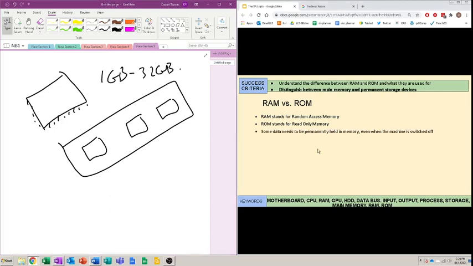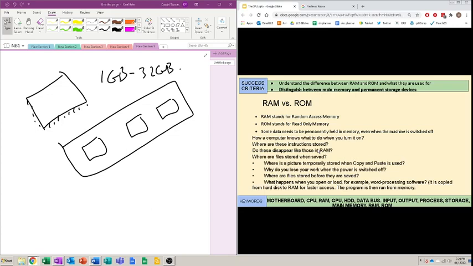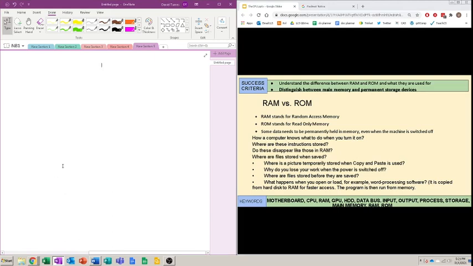So, the idea of using a computer is that some information, some data, needs to be stored permanently in memory, even when the machine is switched off. Let's have a think about a few questions then, shall we? So when you turn a computer on, how does it know what to do? Well, that's a very interesting question, because how does the computer know to respond and load up and do all the things that you want it to do?